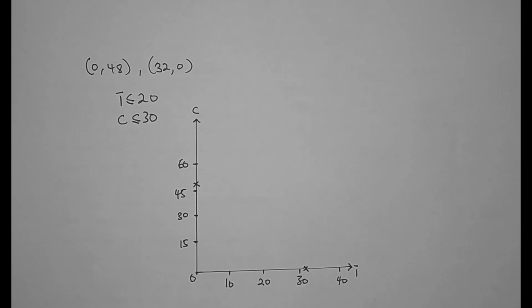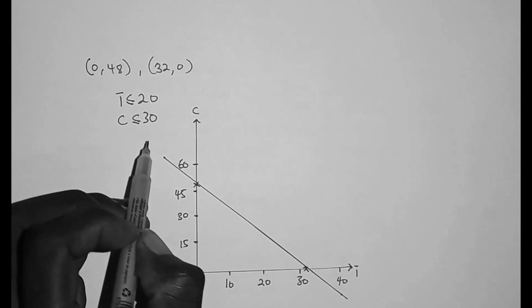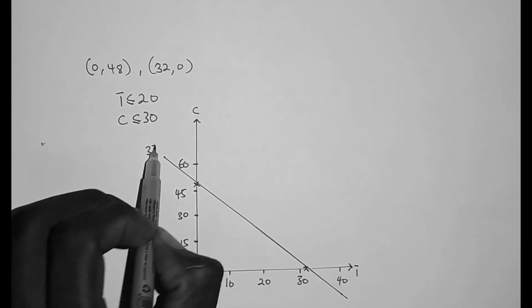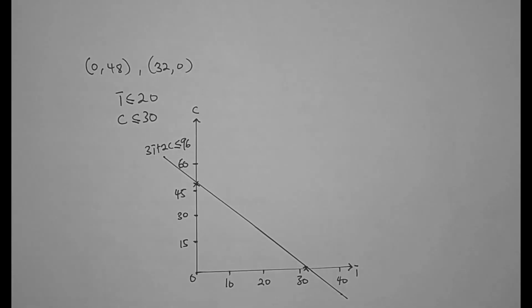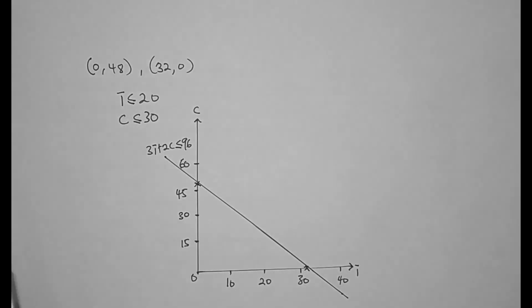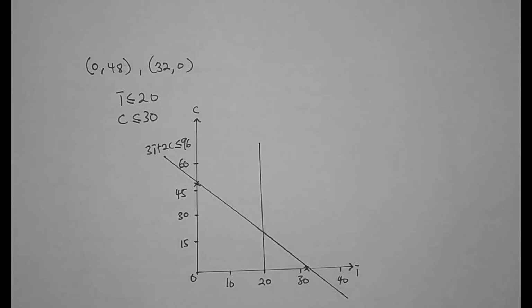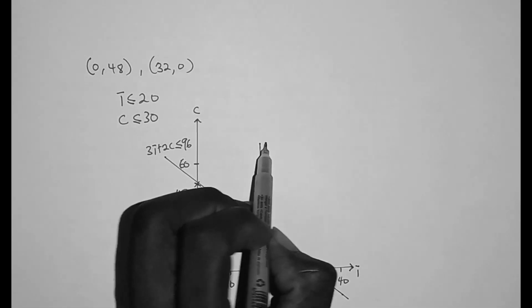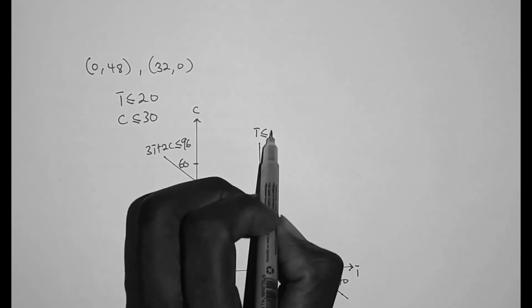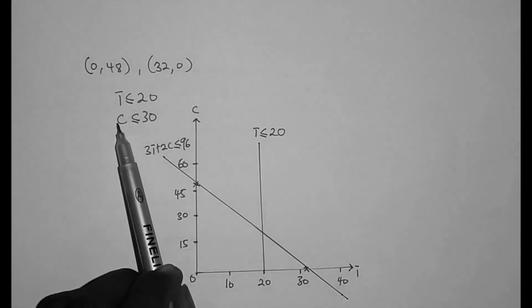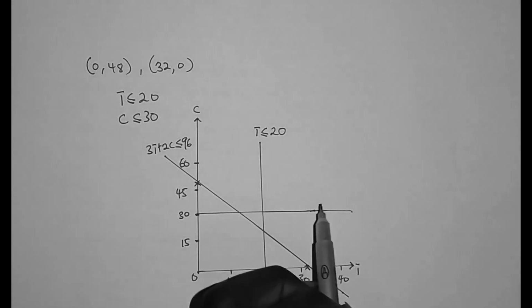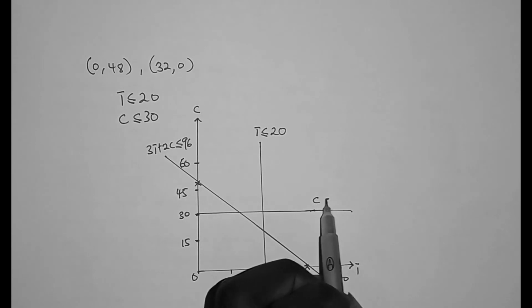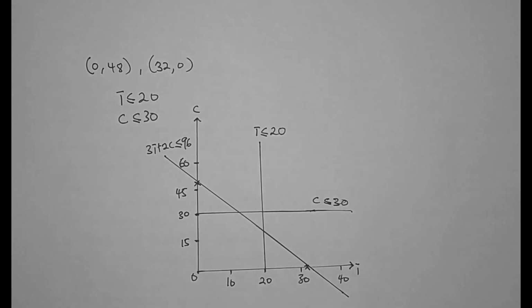So let's connect the two coordinates to form a straight line. So this is the line of 3T plus 2C less than or equal to 96. So the next one is to plot T less than or equal to 20. So this is the line for T less than or equal to 20. And the next one is to plot C less than or equal to 30. So this is the line C less than or equal to 30.